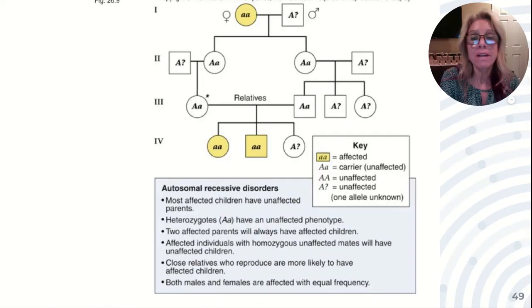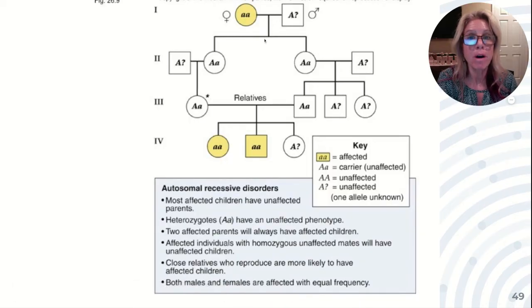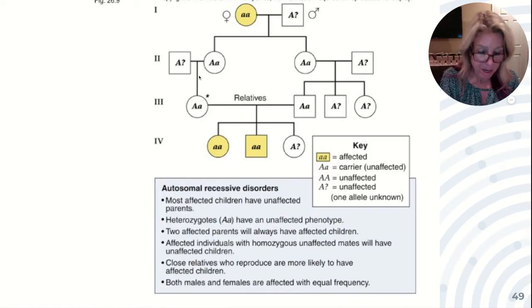Heterozygotes have an unaffected phenotype. So this individual, you know they're a heterozygote because they don't have the disease, but you know their mom gave them that A, that little letter A. So they are unaffected by it. And two affected parents will always make affected children. So if you have two people, if it's little a, little a across, then the only thing they're going to be able to make is two little a's.